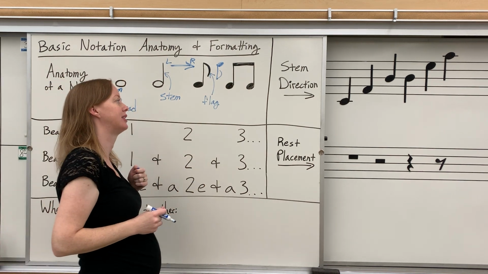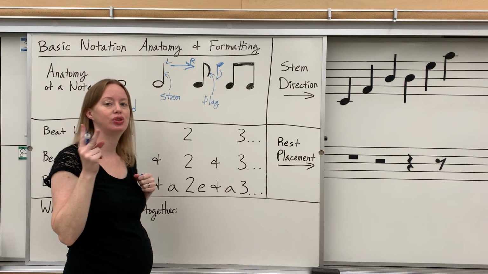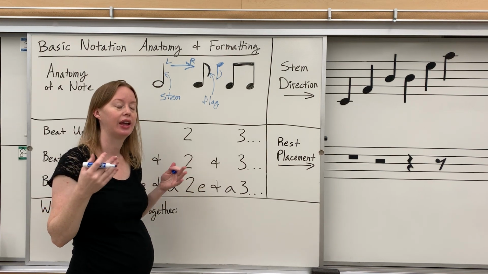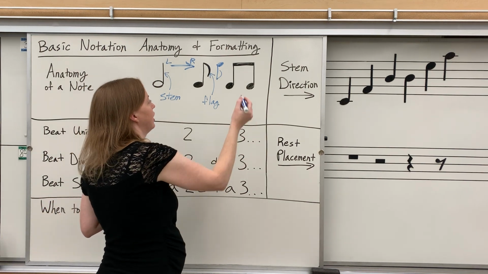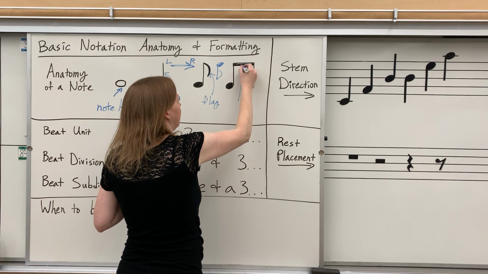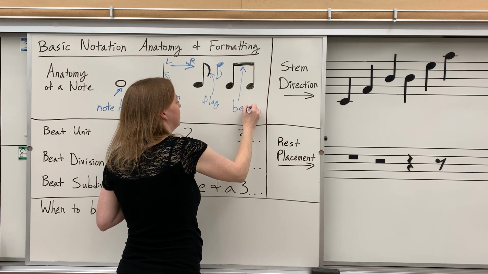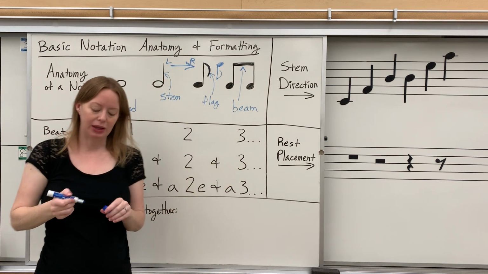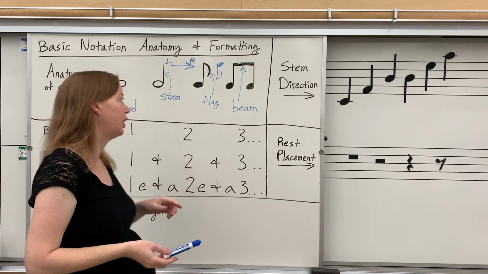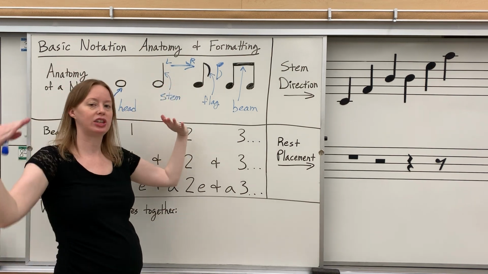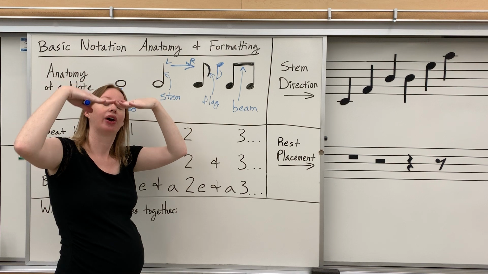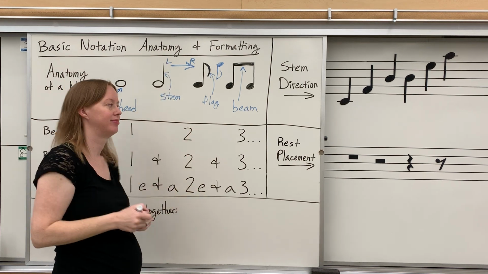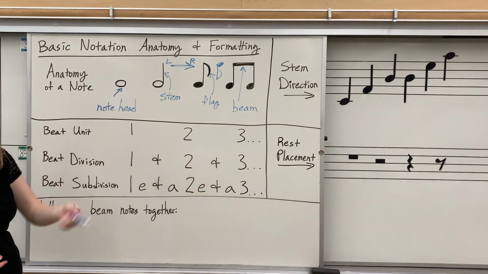That's very important. And when we have two eighth notes or something smaller, then we can group them together and add what is called a beam. Now that beam, you can imagine, is two eighth notes flags stretched together as a canopy across two poles. There you go. That is the anatomy of a note.